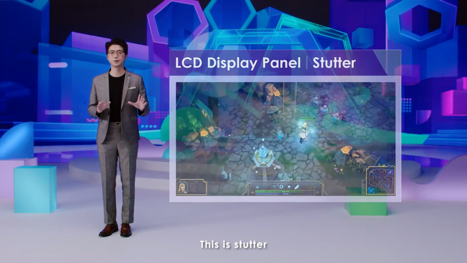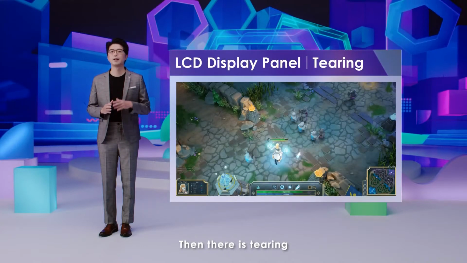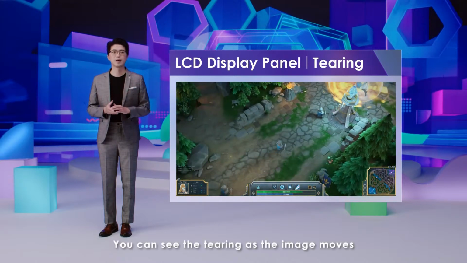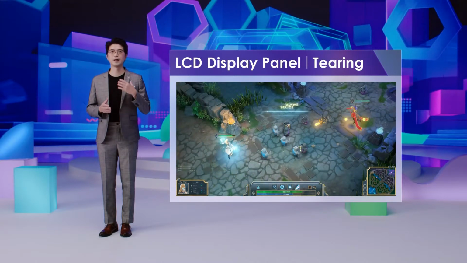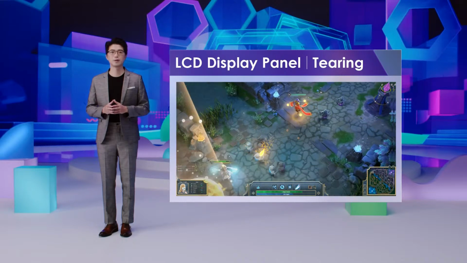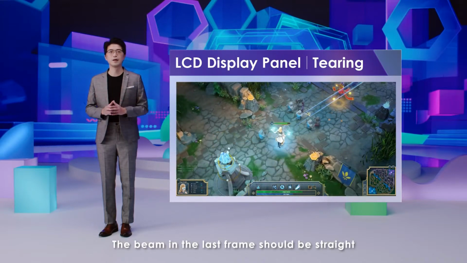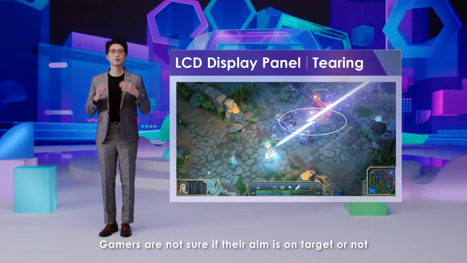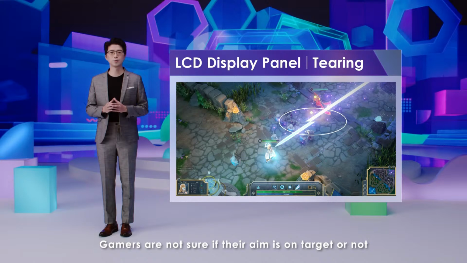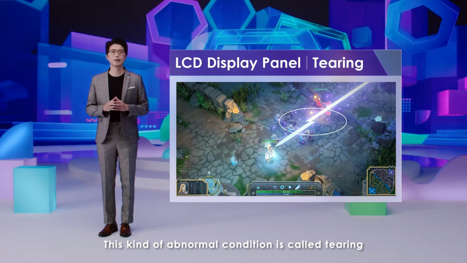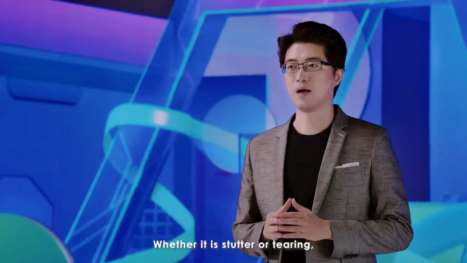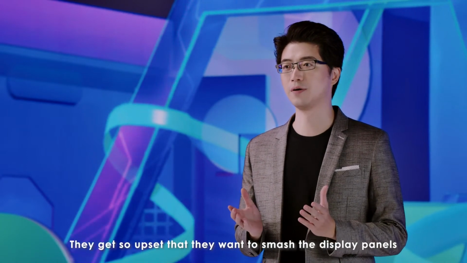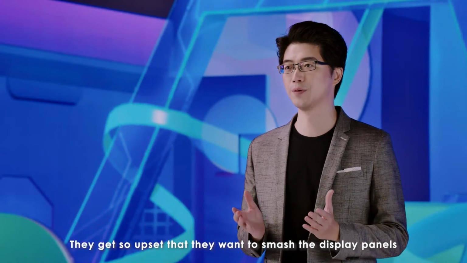This is stutter. Then there is tearing. Please pay attention to the mark. You can see the tearing as the image moves. The beam in the last frame should be straight, but is broken instead. Gamers are not sure if their aim is on target or not. This kind of abnormal condition is called tearing. Whether it is stutter or tearing, gamers hate it. They get so upset that they want to smash the display panels.